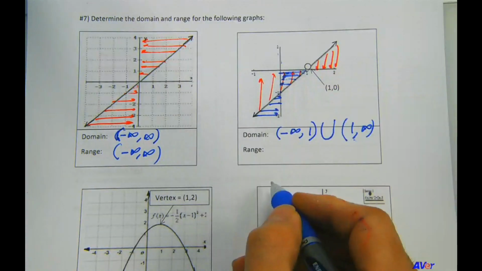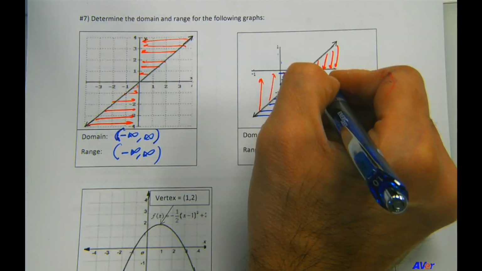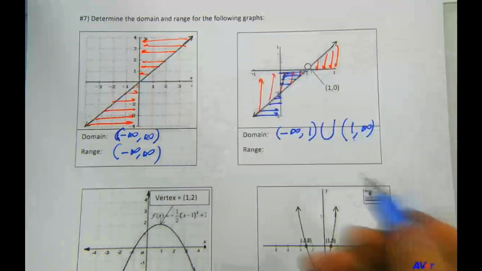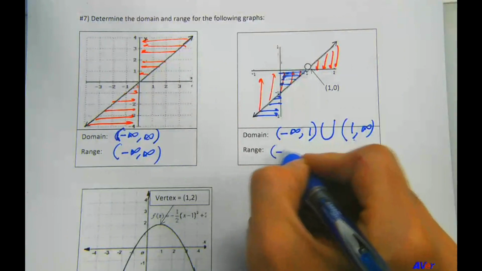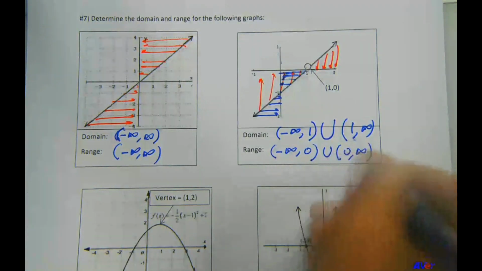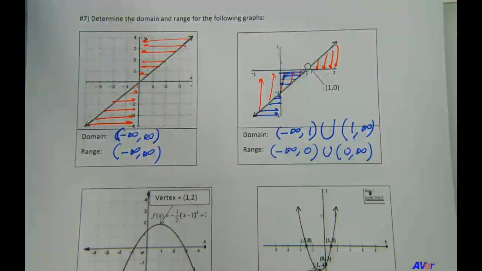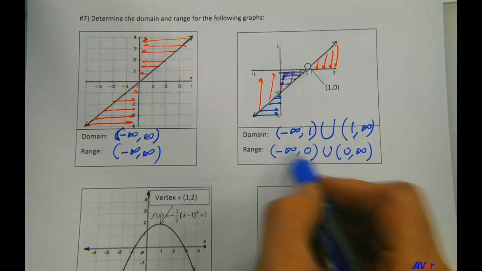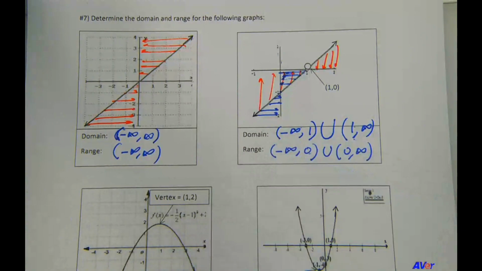Looking at the graph, we can tell that. After y equals 0, it can attain all the other y values. So we say negative infinity, comma, 0, union 0, comma, infinity, parentheses. Parentheses everywhere because 1 is excluded, 0 is excluded, and infinity always gets the parentheses. Okay? So far, between these two examples, we didn't have to use a bracket, but we'll get to brackets as well.